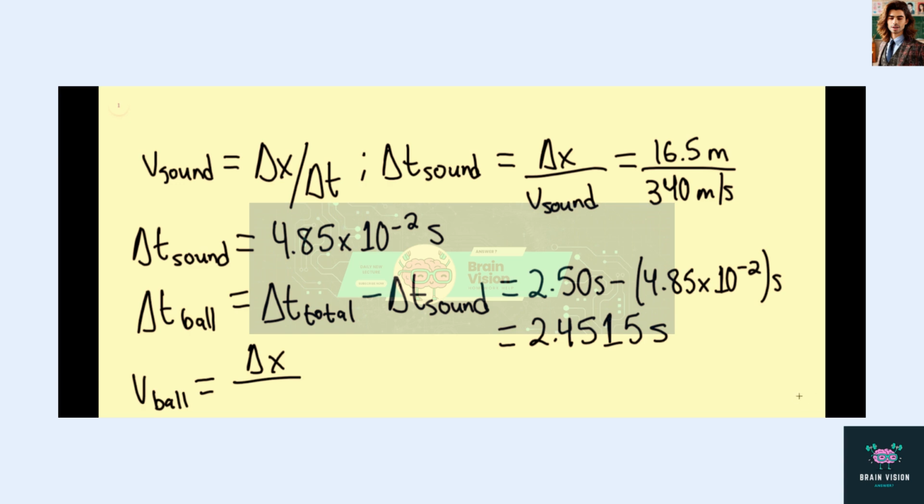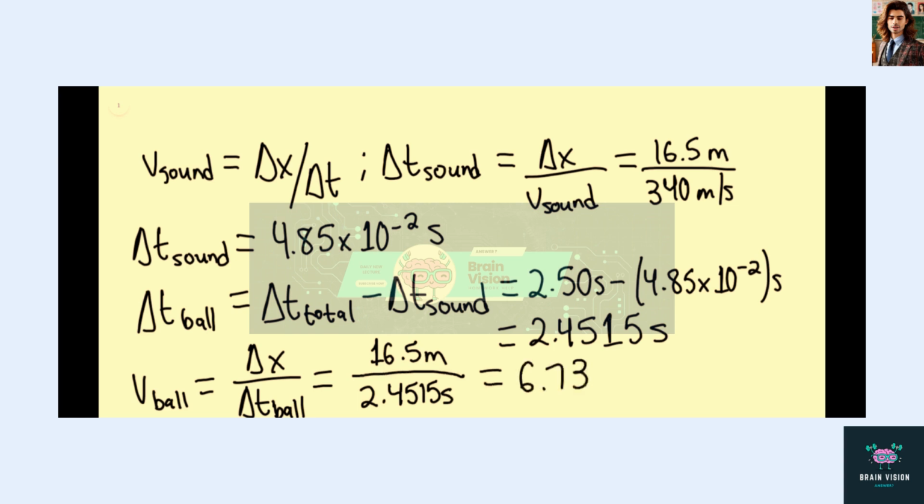And to find the velocity of the bowling ball, this would be equal to the distance of the bowling alley divided by the time of the ball. So this would be equal to, of course, 16.5 meters divided by 2.4515 seconds. And this is equaling 6.73 meters per second.